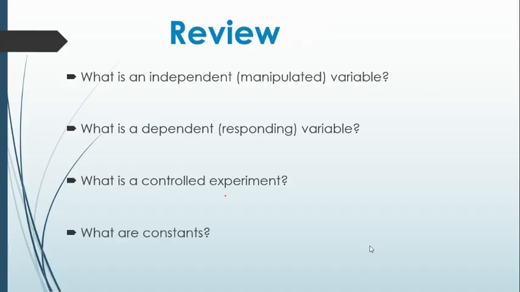So let's just review what is an independent variable, what is a dependent variable, what is a controlled experiment, and then we're going to add on what are constants. Looking at your notes, we should be able to fill in a lot of this information. If we remember, an independent variable is sometimes called a manipulated variable. An independent variable is going to be the thing that causes a change. So this causes a change.